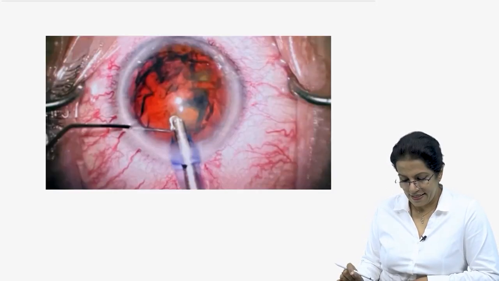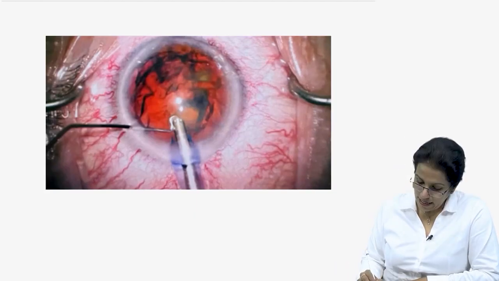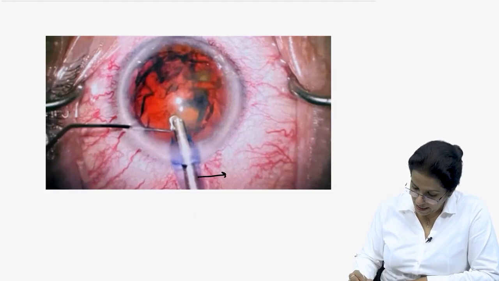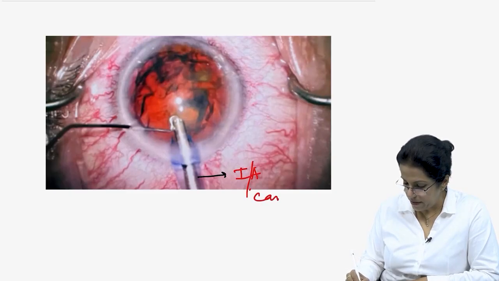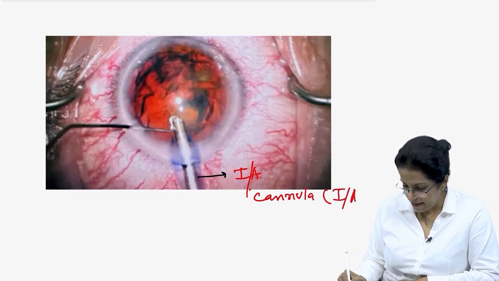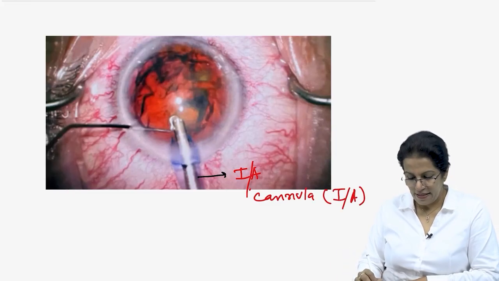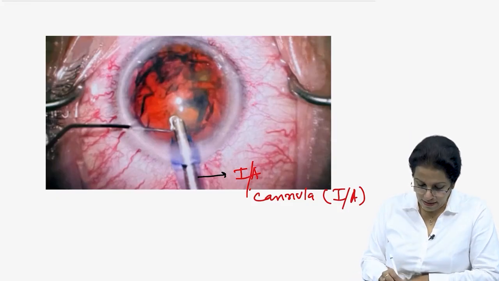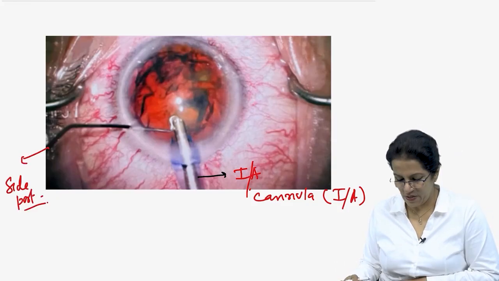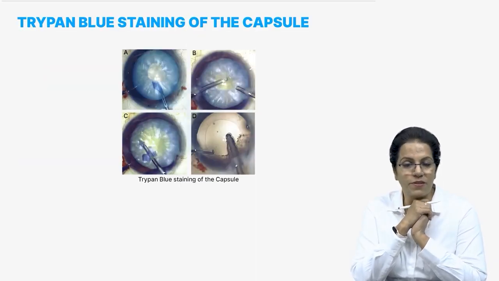Look at this one. This is what an irrigation aspiration cannula looks like. Okay, this is an IA cannula, or irrigation aspiration cannula. So this is the IA cannula, this is the cortical matter which is being aspirated, and this is your side port, right?